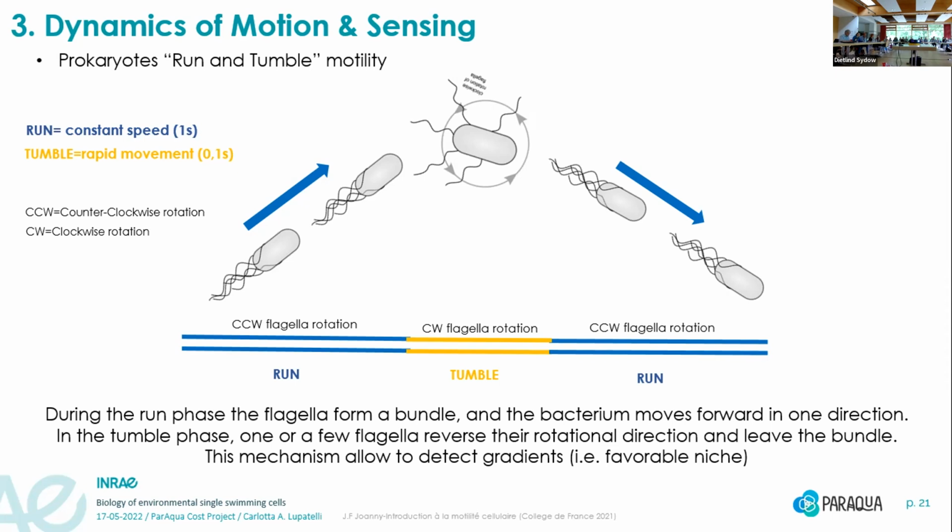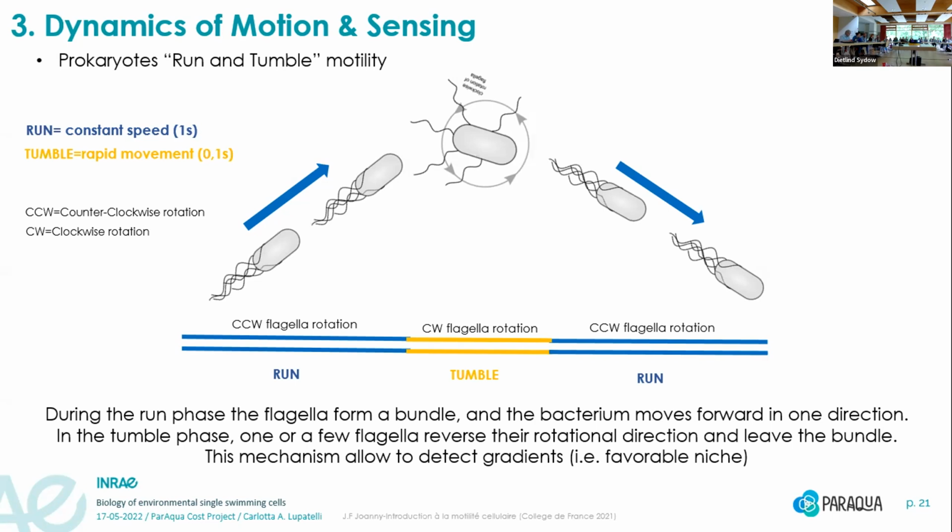So during run and tumble motility, we basically have two different phases, run and tumble. During the run phase, the flagella of the bacteria form a bundle, and the bacteria moves forward in one direction. When the flagella are in this bundle, they move during the run phase with a counterclockwise rotation. At one point, stochastically, so randomly, they turn. And the turning phase is called tumbling.